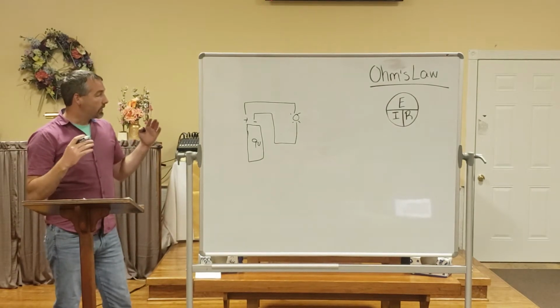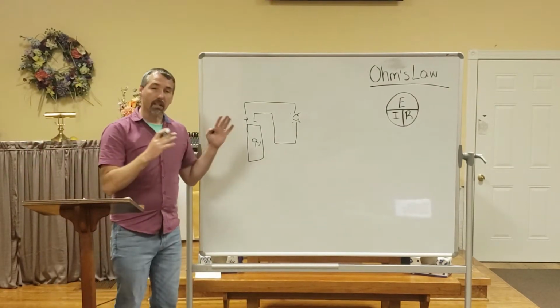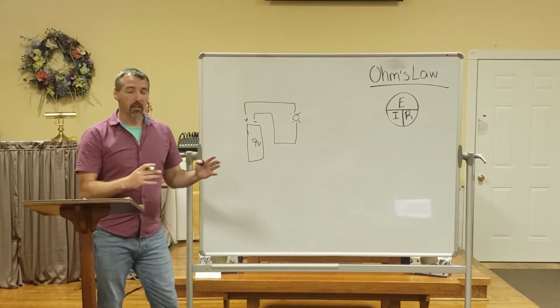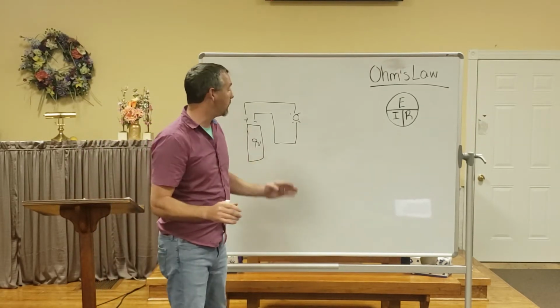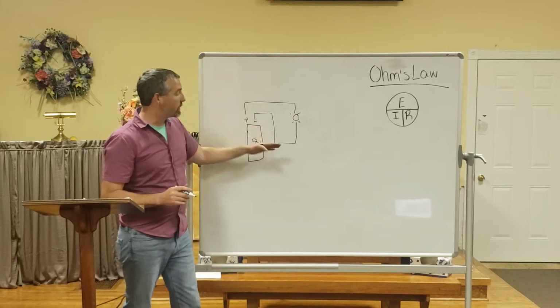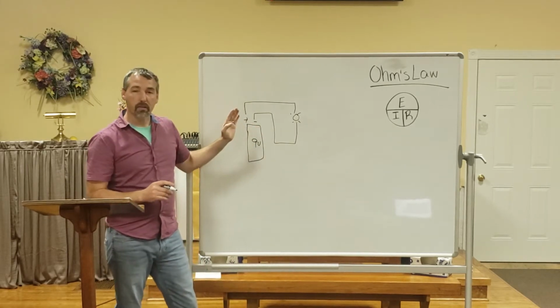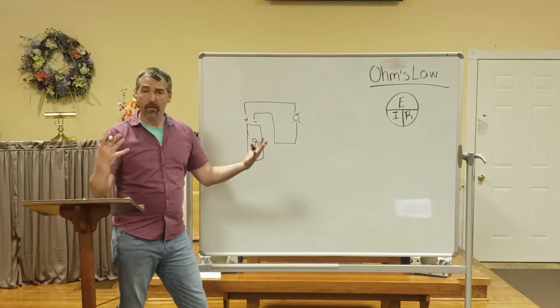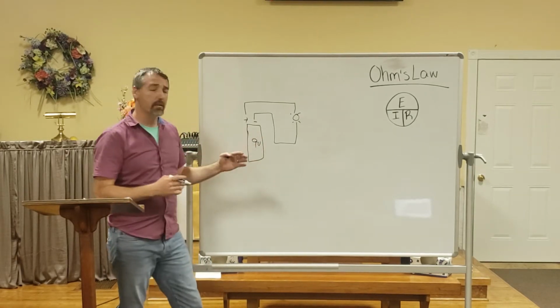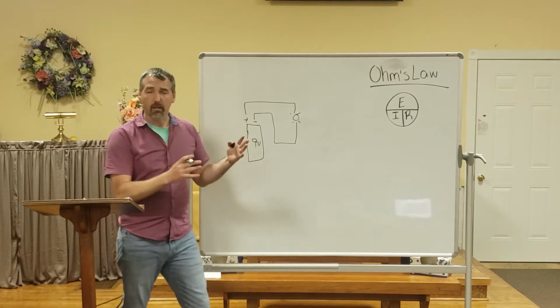Now, this is called a series circuit, and the reason that this is a series circuit is because there is only one way that electricity can flow. It can only flow through this light and then back to the positive terminal. There's no other way, no other direction, no other avenue it can take. So this is why this is called a series circuit.